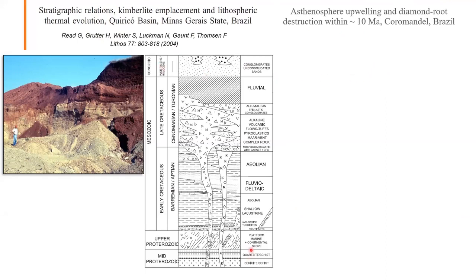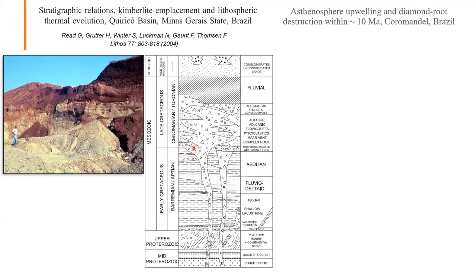We start here with a stratigraphic section. At the bottom, there are basement sediments, upper Proterozoic and mid Proterozoic. That's overlain by a Cretaceous succession, in which this part of the early Cretaceous hosts kimberlites that have diamonds in them. And then there's an unconformity.